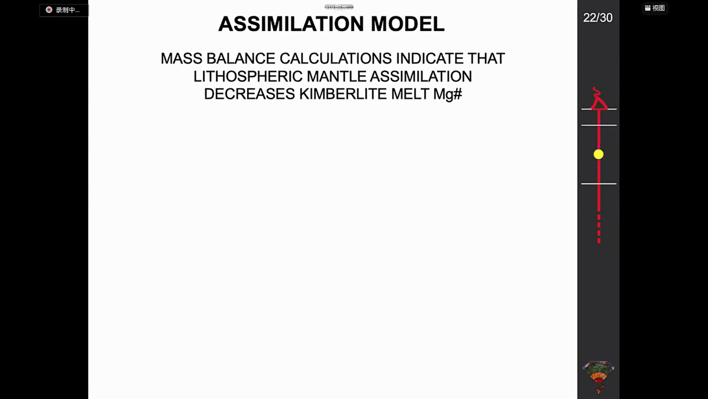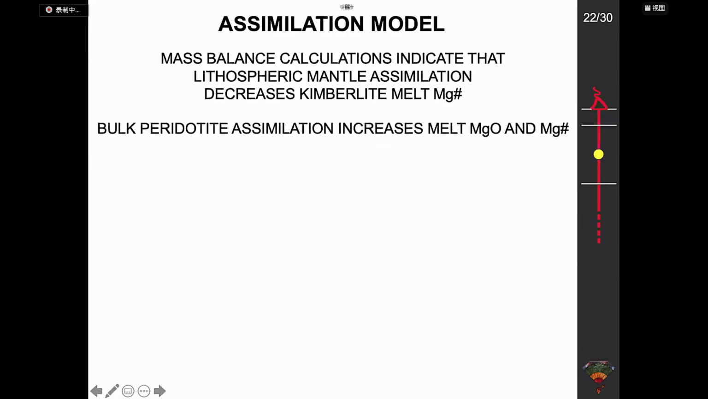This actually means that when we assimilate lithospheric mantle material, the magnesium number of the kimberlite melt decreases. However, mantle peridotites typically have a magnesium number that is higher than 90. So in other words, if we assimilate lithospheric bulk peridotitic material with a magnesium number higher than 90 in a primary melt that has a magnesium number of about 84, maybe 83, maybe 85, then the magnesium number of the melt at surface should be higher.